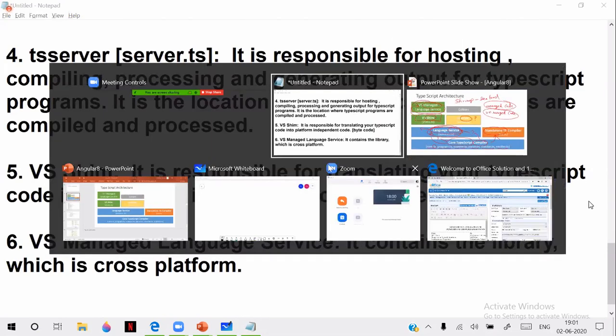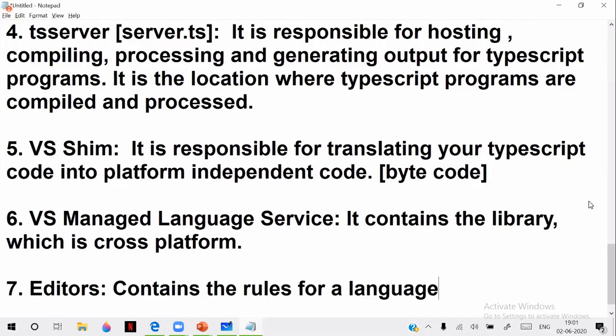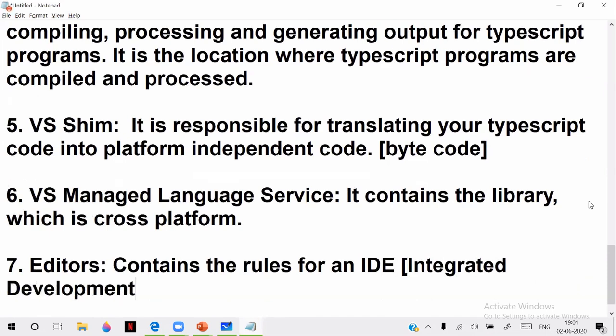And another last important component in the architecture: we have editors. Editors contain the rules for a language. Rules for an IDE, not a language, rules for an IDE, that means an integrated development environment. It contains the rules for the IDE in order to handle TypeScript.